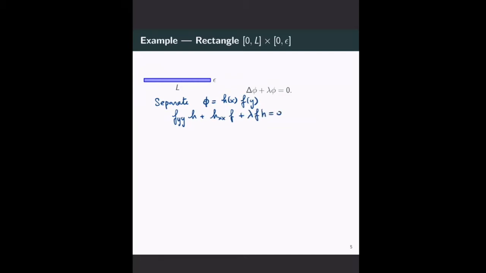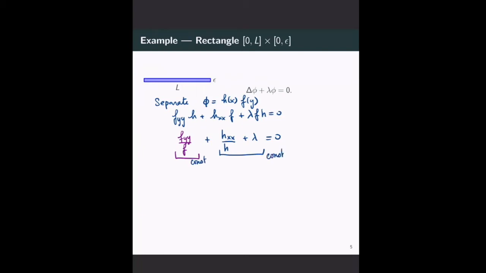And let me put this together. Now we divide by fh, and I get fyy over f. And I put the rest of it together. So hxx over h plus lambda equals 0. This is going to be a constant because it's a function of y plus a function of x only. So this is a constant. And this is also a constant.